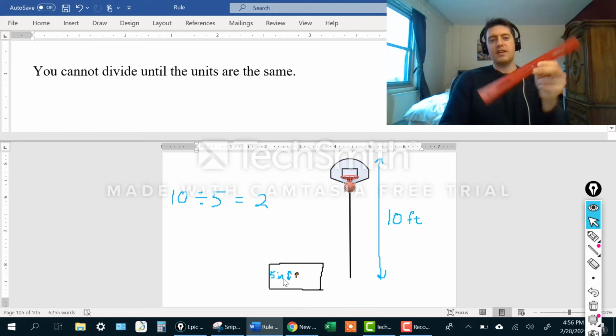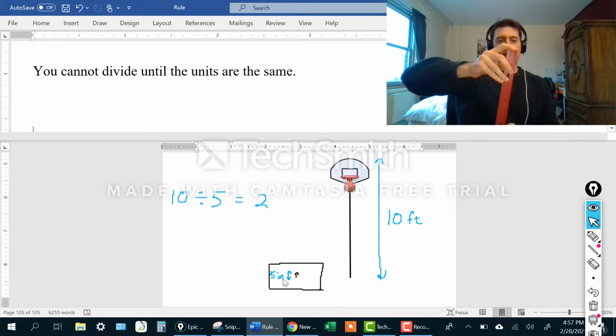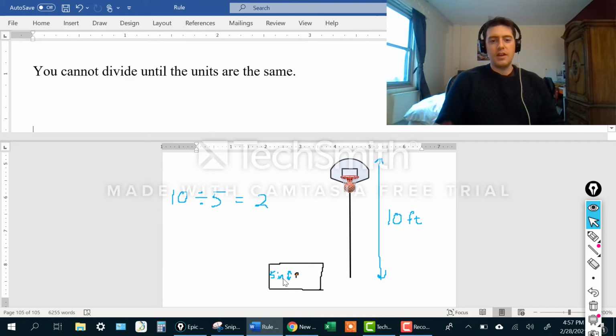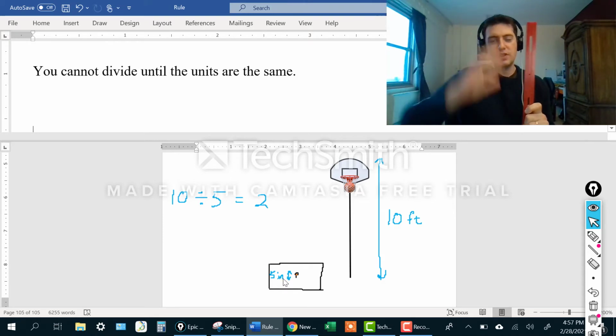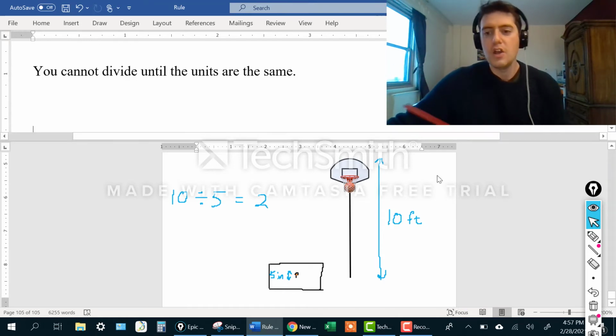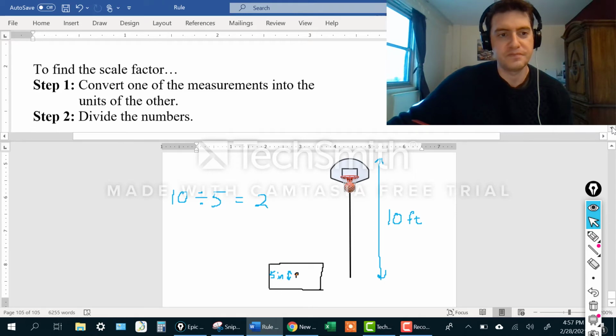So if we're saying that the height of the basketball pole is 10 of these, so imagine 10 rulers stacked on top of each other, and the height of the little basketball pole that somebody drew is only 5 inches, we can't just do 10 divided by 5 because we're talking about different things here. All right, so how will we actually determine the scale factor?